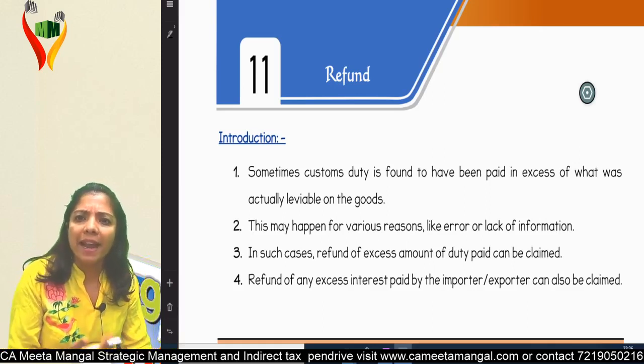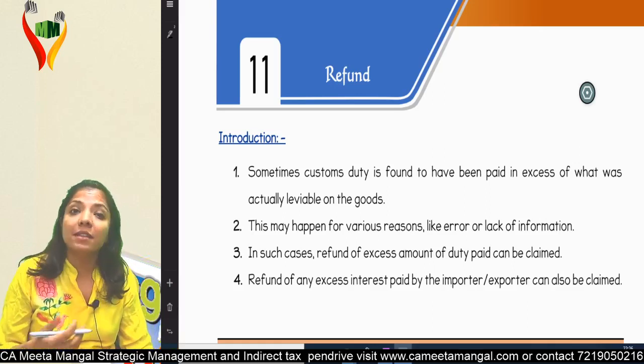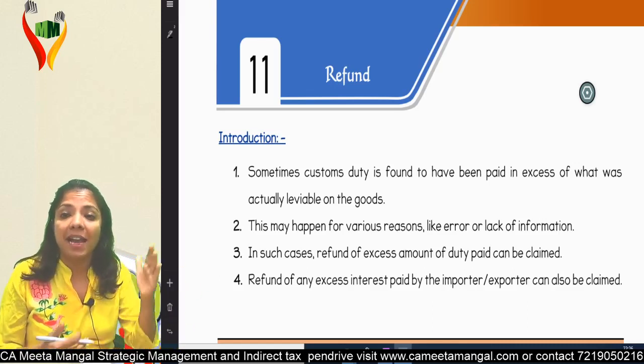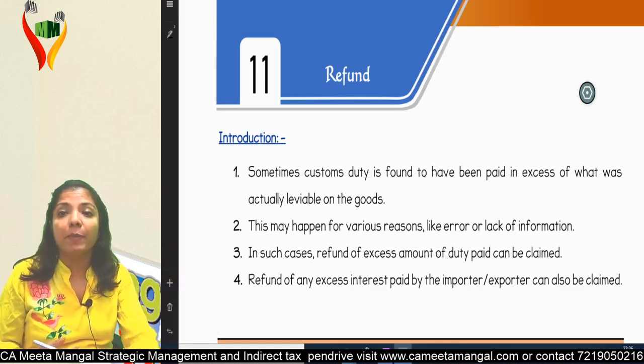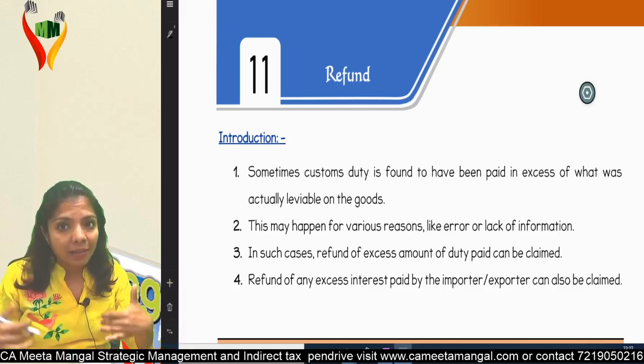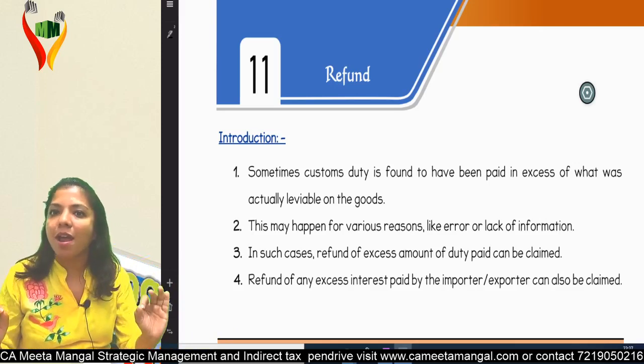You have paid excess duty. So whatever excess you have paid, you are claiming back from the department: I had to pay you 100 rupees, but I have paid you 125 rupees. Give my 25 rupees back to me. That is called refund.